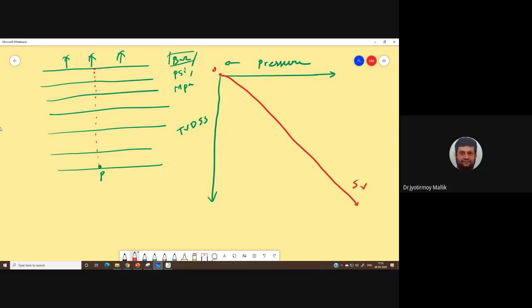And of course, SV will increase with a gradient. I can simply calculate what sort of SV there will be by integrating rho g h, or I can simply use a very rough gradient of around 2.26 bar per 10 meters. This is how SV increases.